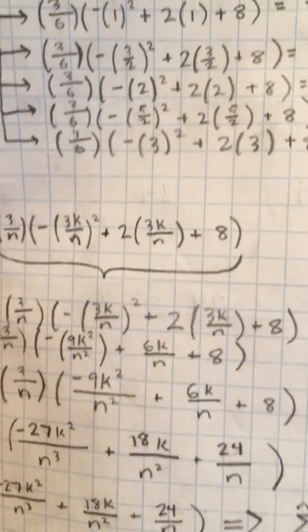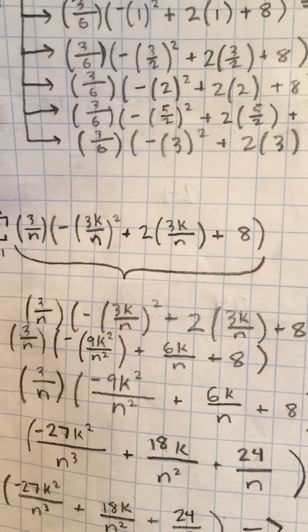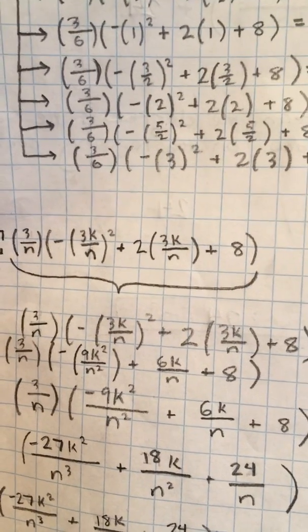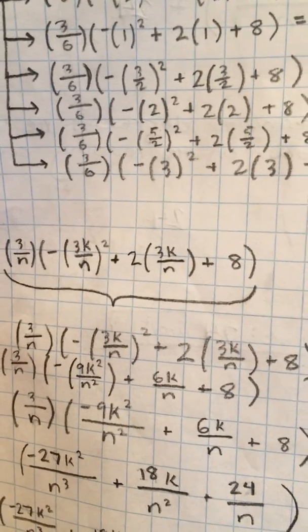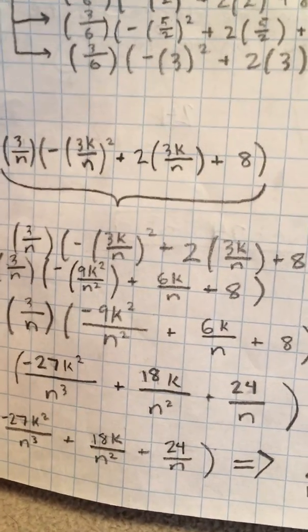And so when we go through our steps here, first we make 3k/n times 3k/n, then multiply that by a negative to get negative 9k squared over n squared. Then we multiply 2 by 3k/n to get 6k/n. The 8 stays the same throughout. Then we multiply by the 3/n to get this here at the end.